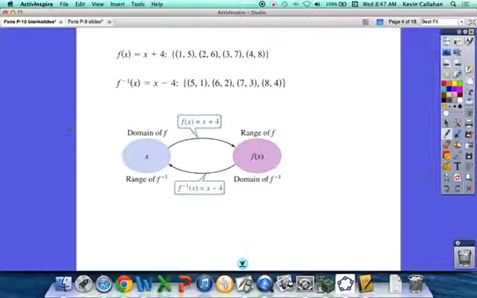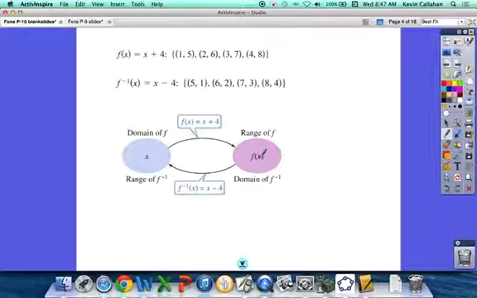Right? So if you have a function, this function is x plus 4, it has a domain, right? The domain are all the x values that you plug in, and they go through the function to generate y values, right? But the range of this function becomes the domain of the inverse. Domain and range of the inverse switch with the domain and the range of the function.